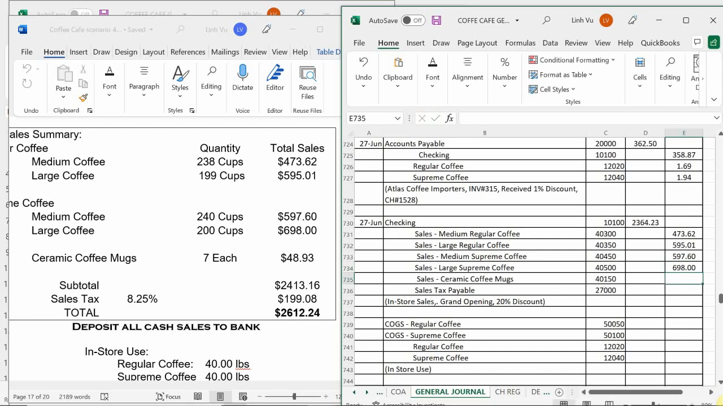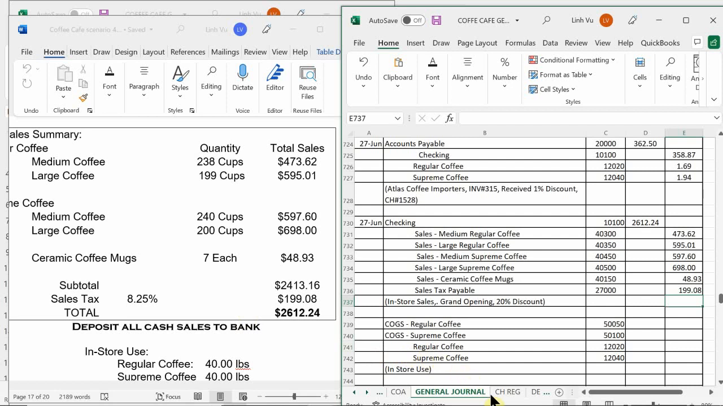And we sold 7 ceramic coffee mugs for $48.93. And we end up charging tax of $199.08. So in this case, you should have a grand total of $2,612.24. So my journal matches my scenario, which means no typos were made. My debits equal my credits.